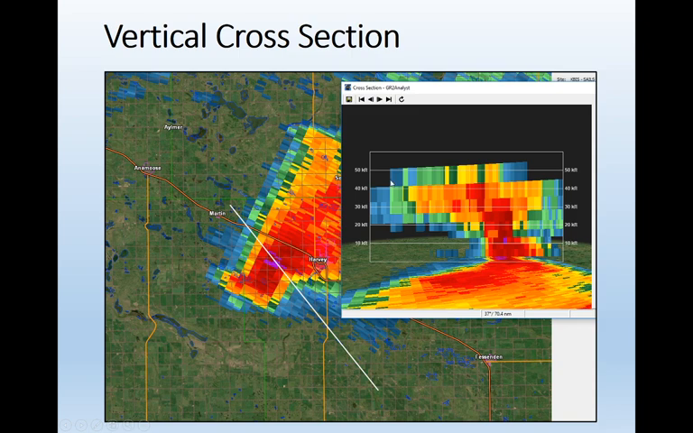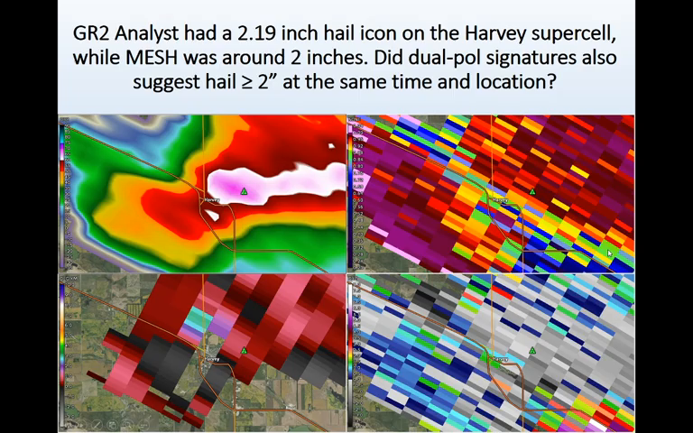And here's a vertical cross-section of that supercell, and as expected, you can see we do have hints of a nice tilted updraft here with a large overhang area, as you can see right here. And GR2 Analyst, which we know is generally too high, was also too low for this storm. It actually agreed with MESH for the most part, suggesting hail around 2 inches in diameter.